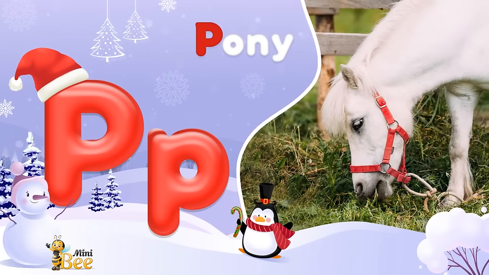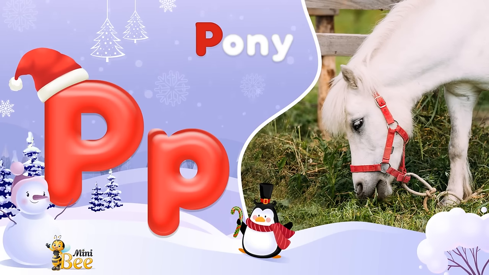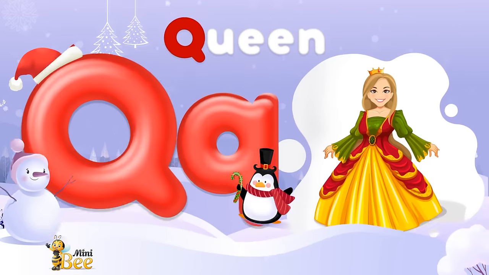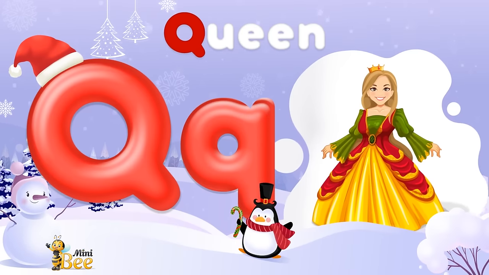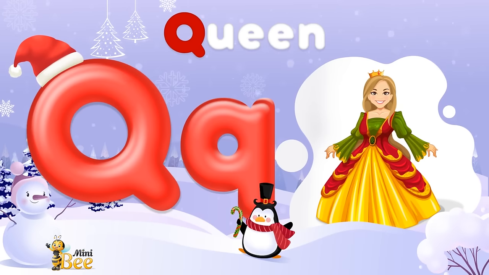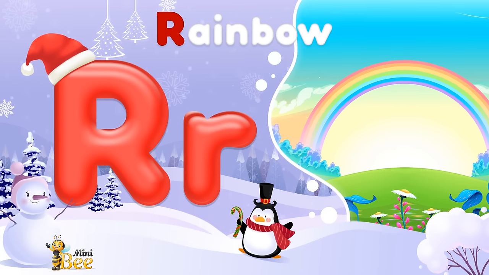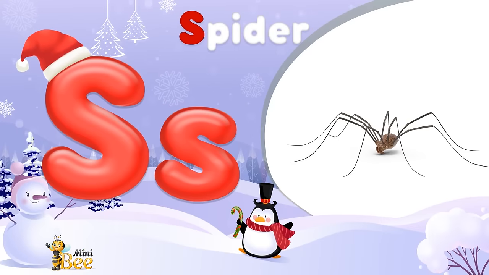Pony, pony, pony. P, pony. Q is for queen, queen, queen. Q, queen. R is for rainbow, rainbow, rainbow. R, rainbow. S is for spider.